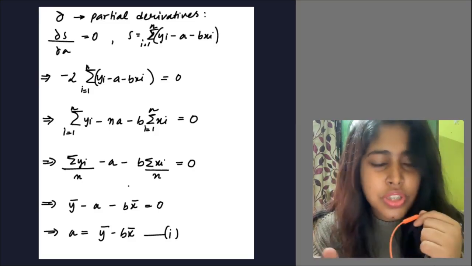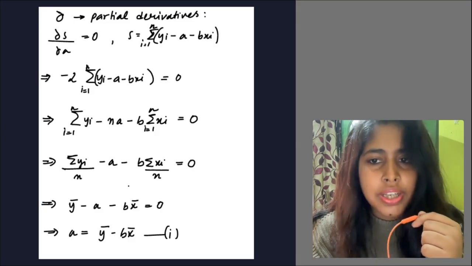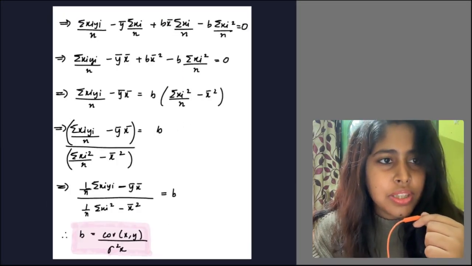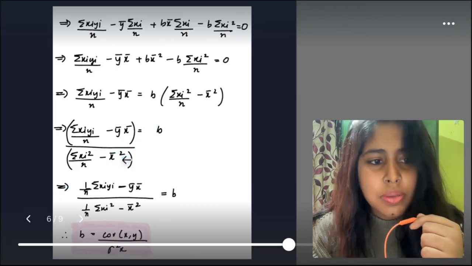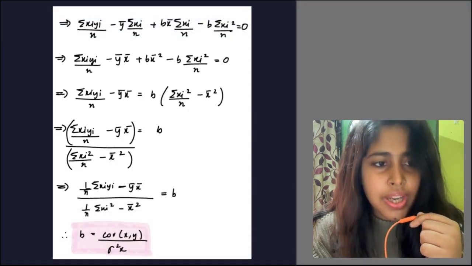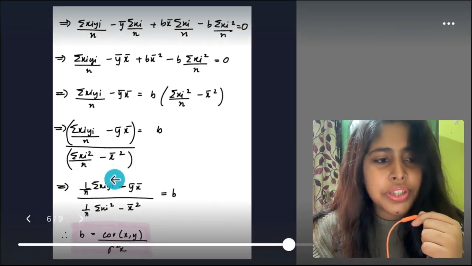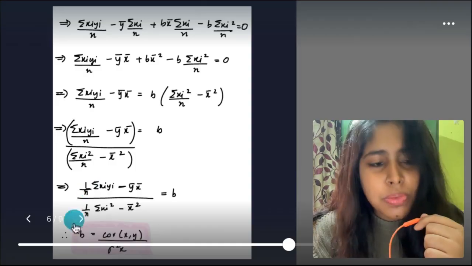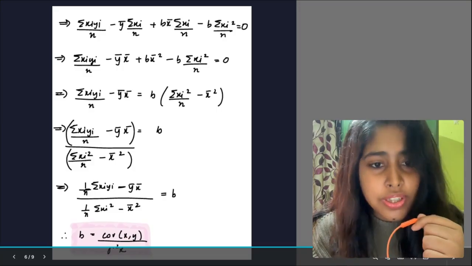Now if you rearrange the terms, then we get b equals summation of xi yi divided by n minus y bar into x bar, whole divided by summation xi square divided by n minus x bar square. See, the numerator is the covariance of x and y, and the denominator is the variance of x. Okay, so basically the slope is covariance over variance.